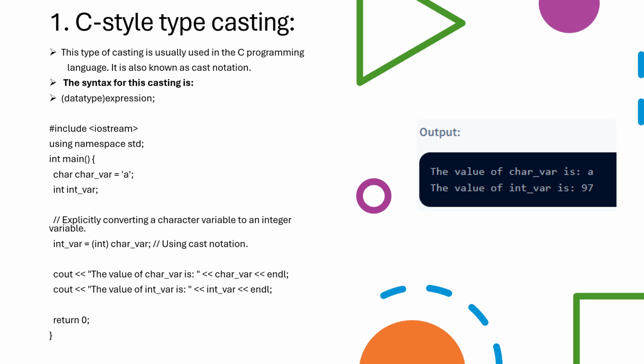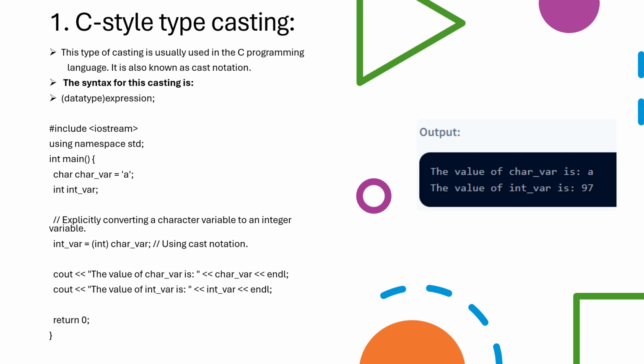First is C style typecasting. This is known as the cast notation. This type of casting is usually used in C programming. So what will be the syntax? Simply we have to mention the data type before the expression. All these come under the assignment operator.